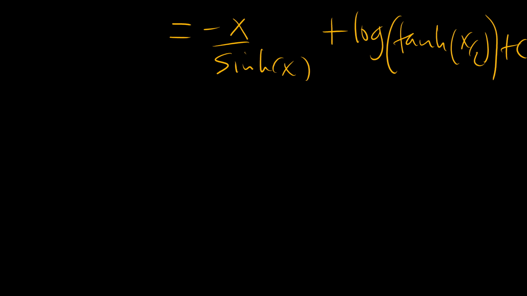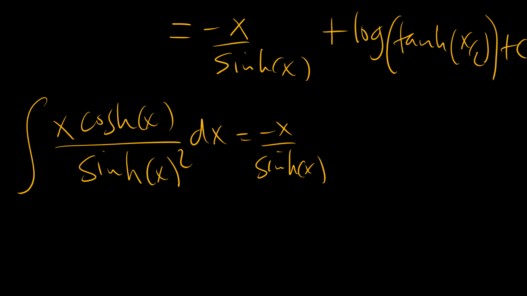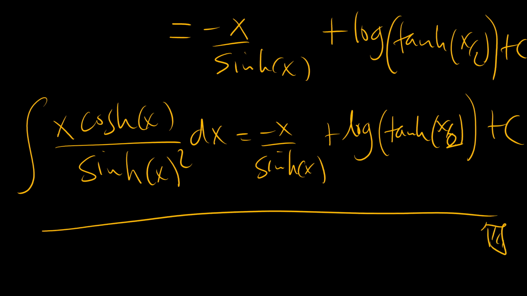So in other words, our integral of x times cosh x over sinh squared x equals negative x over hyperbolic sine x plus the natural logarithm of hyperbolic tangent x over 2 plus the integration constant. That is, ladies and gentlemen, our answer.